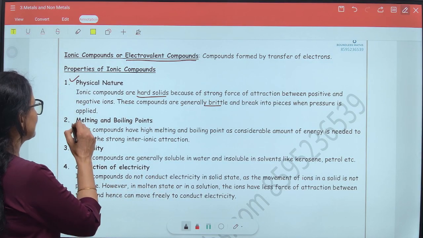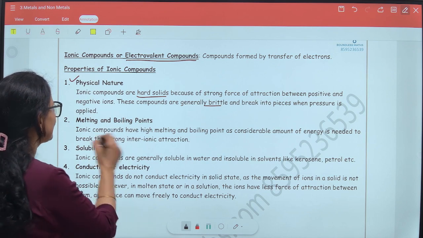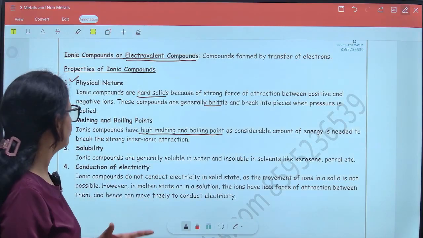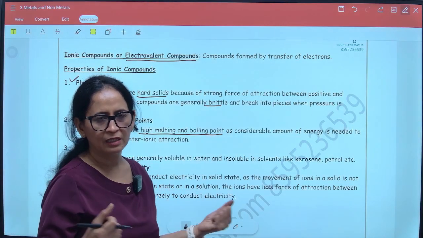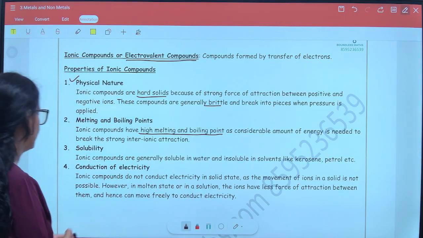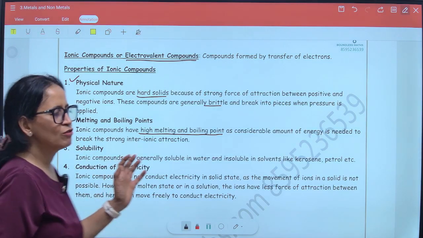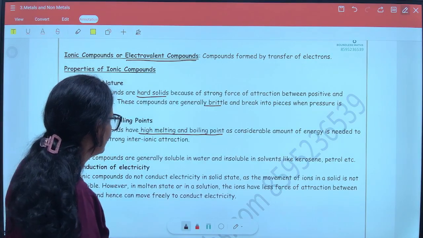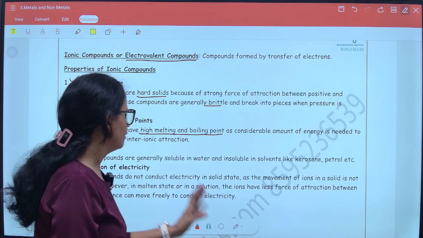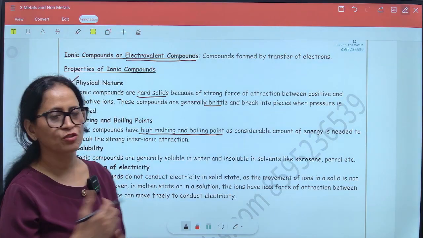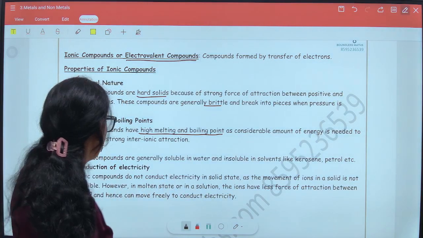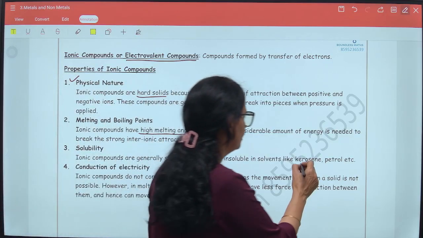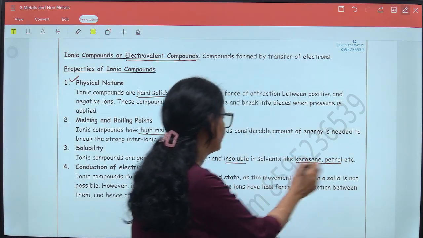Next is boiling and melting point. These compounds have high melting and boiling points because you need lots of energy to separate the two ions that are attracted towards each other and combined together. Solubility: ionic compounds are formed by ions held together by force of attraction, so when dissolved in water, they get dissociated into ions. They are generally soluble in water but insoluble in solvents like kerosene and petrol.